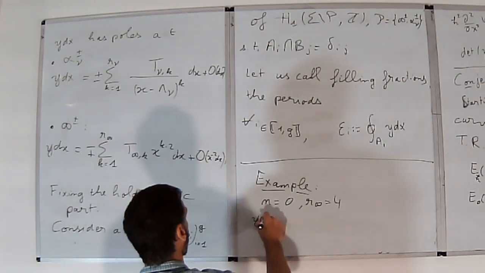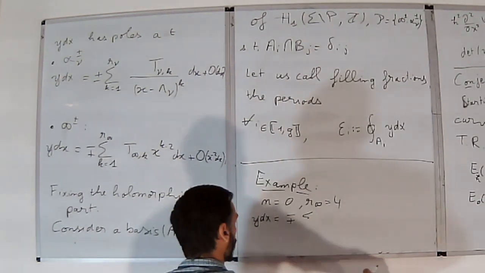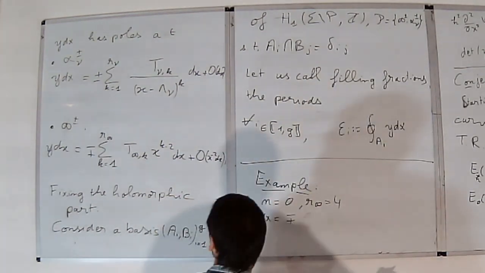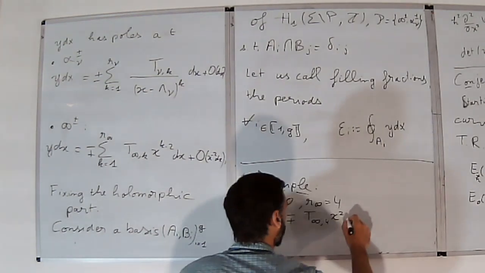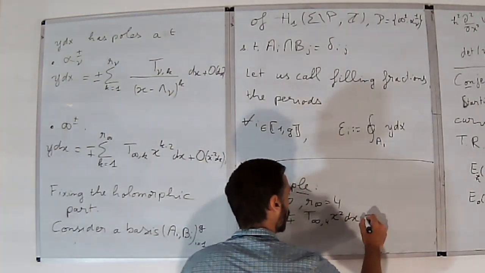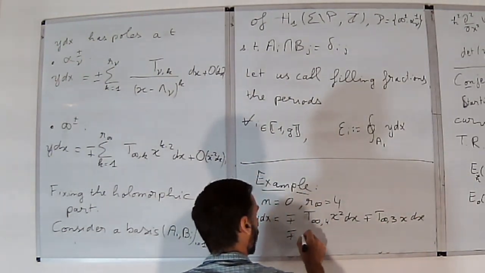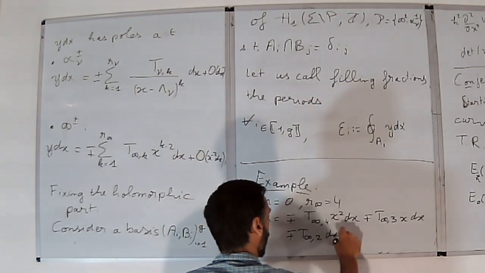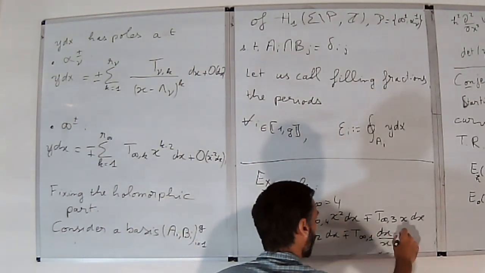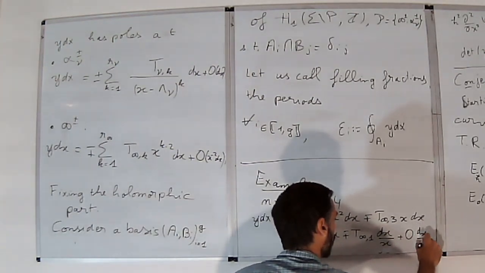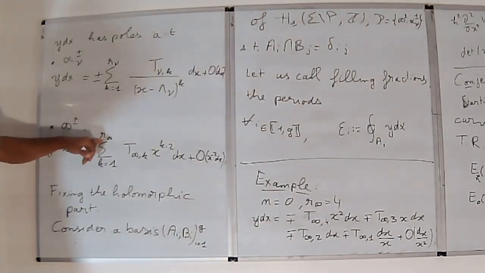It means that ydx has an expansion of this type. So you start with T infinity 4 x to the power 2 dx, minus plus T infinity 3 x dx, minus plus T infinity 2 dx, minus plus T infinity 1 dx over x, plus O of dx over x squared. So I am just taking this formula with R infinity equal to 4.